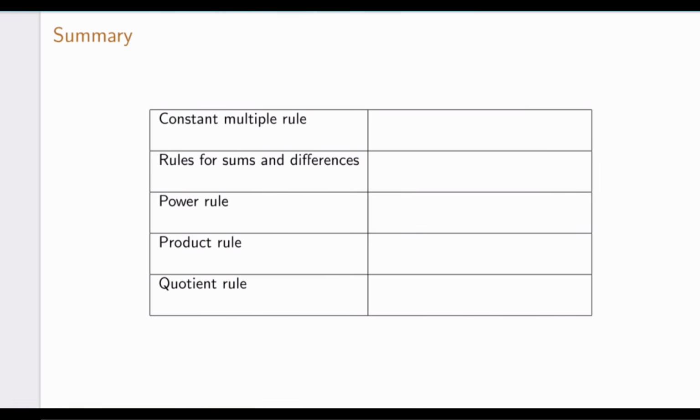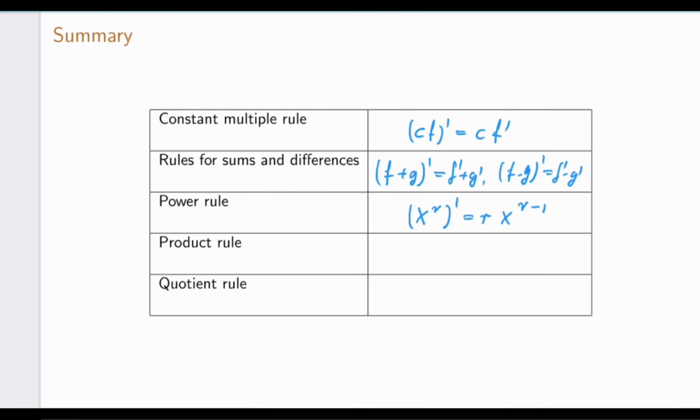The constant multiple rule says (Cf)' is C f prime. The rules for sums and differences say (f plus g)' is f prime plus g prime, (f minus g)' is f prime minus g prime. The power rule says that the derivative of x to the r is r times x to the r minus 1. What else? Product rule.